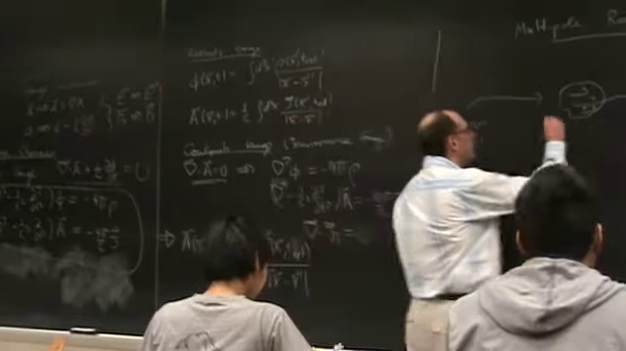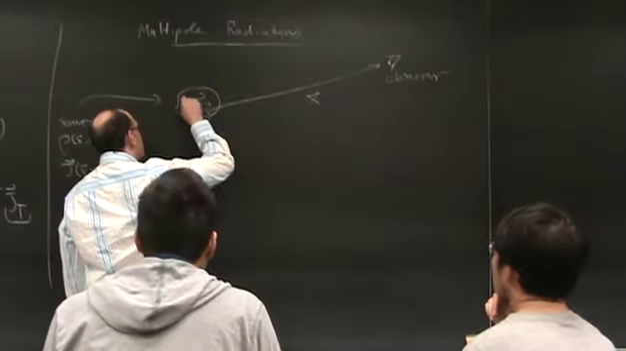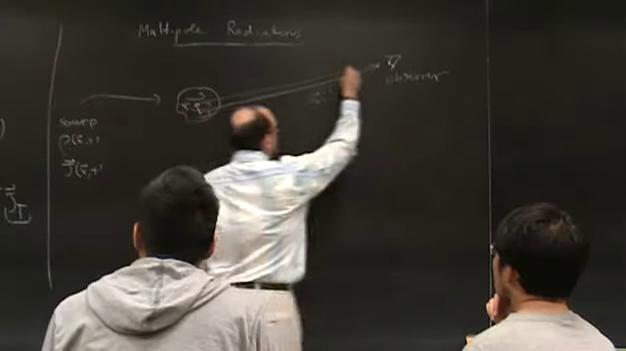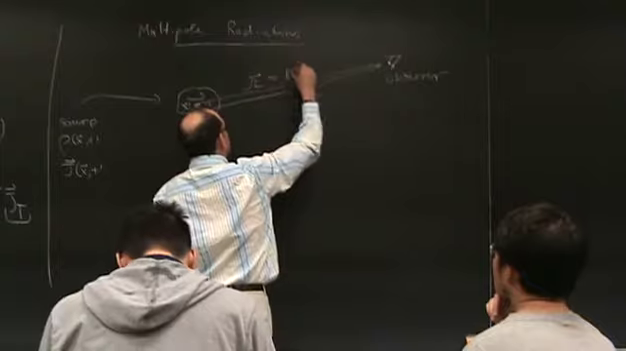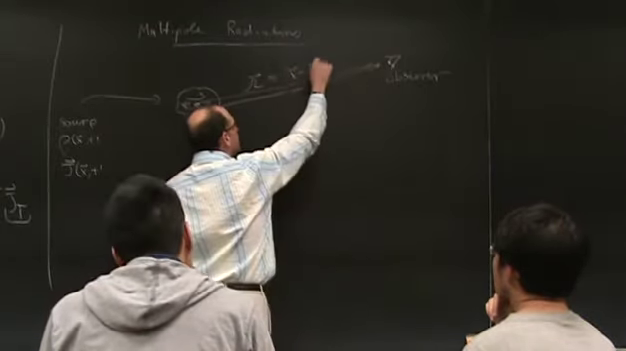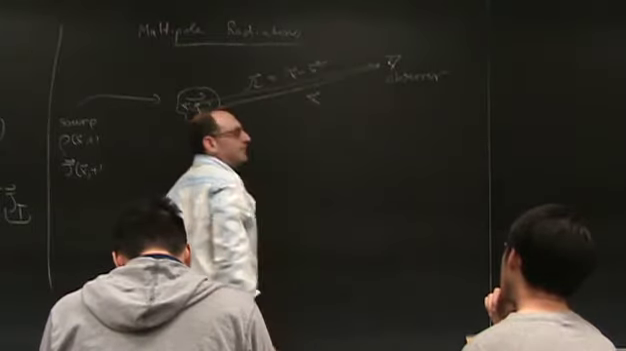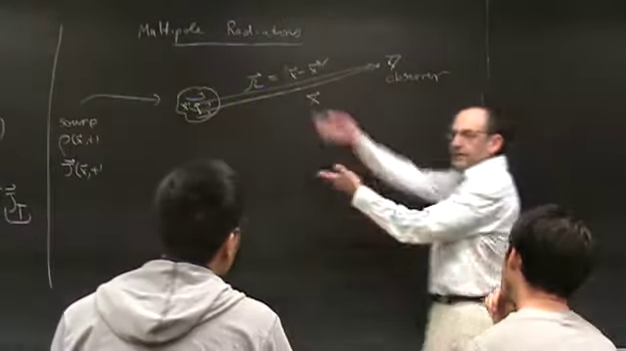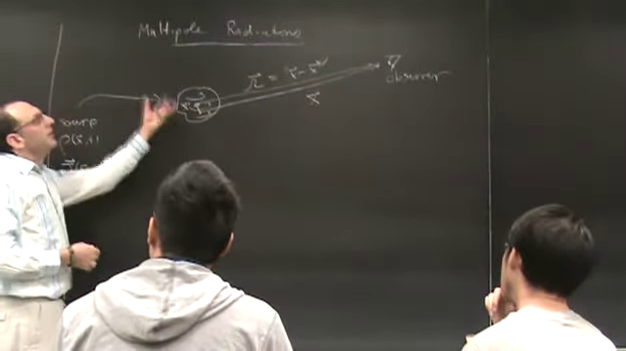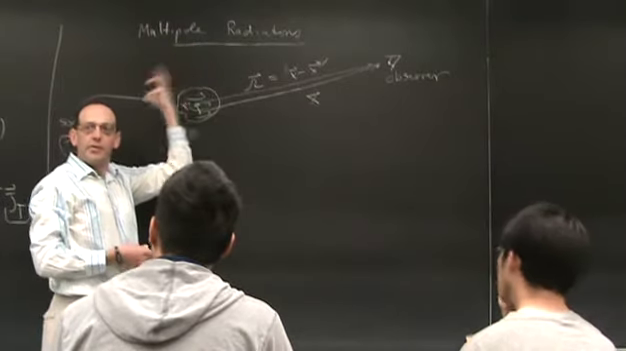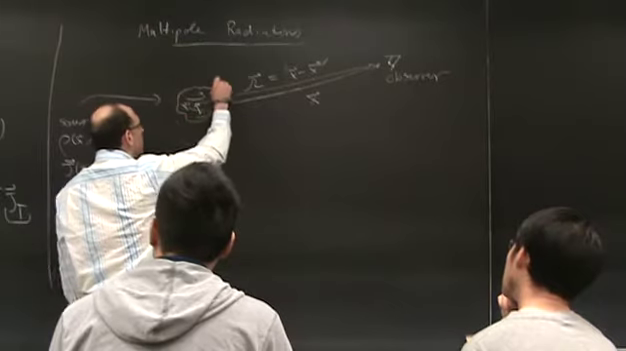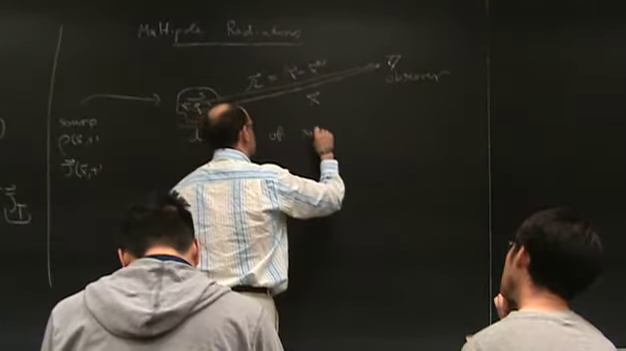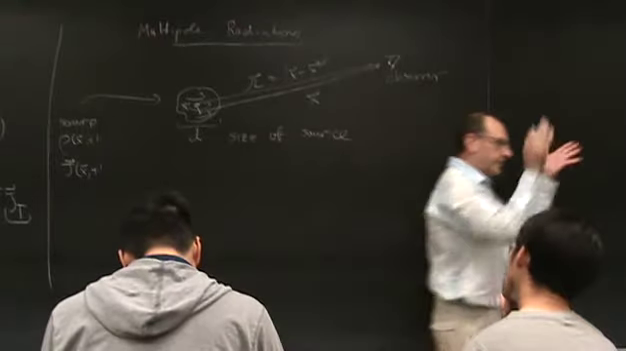There's some position of the source, just like we did when we talked about statics. X prime is some position within the source, and there's some script R, which is the distance from the source point to me. We just have to do this integral. Now, we want to do this in certain approximations associated with the multipole expansion. We're assuming that there is some characteristic size of the source, some dimension D.